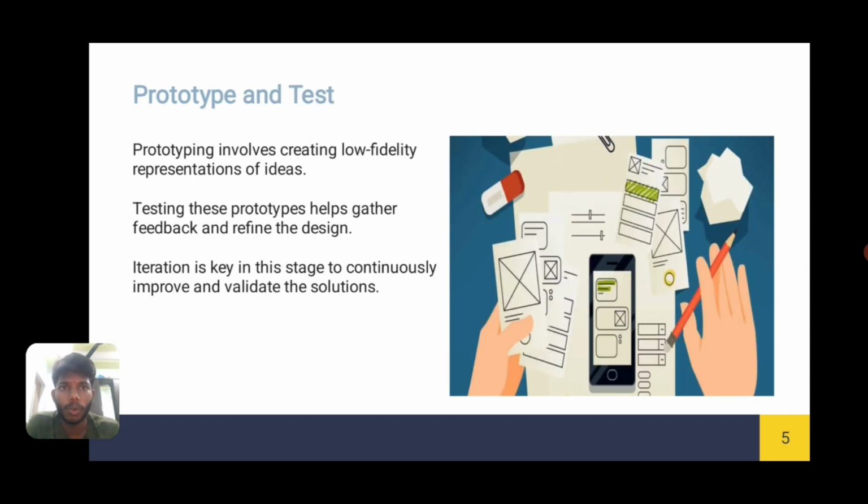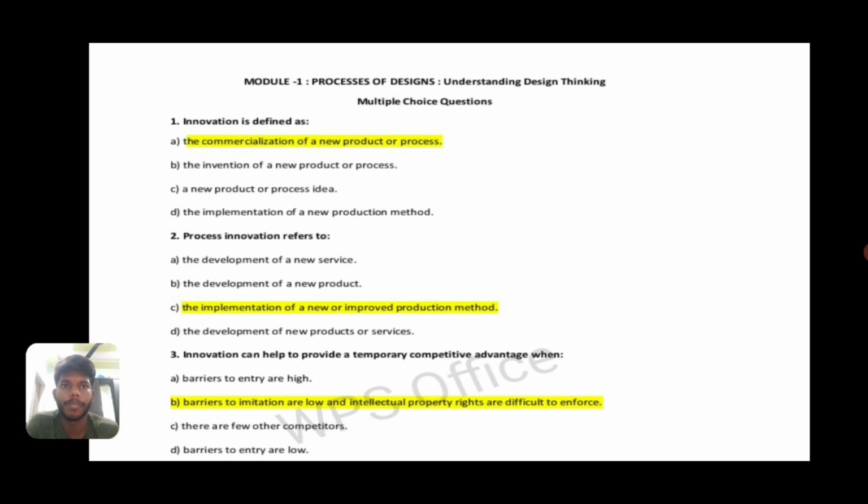Prototype and test. Prototyping involves creating low fidelity representations of ideas. Testing these prototypes helps gather feedback and refine the design. Iteration is key in this stage to continuously improve and validate the solutions.